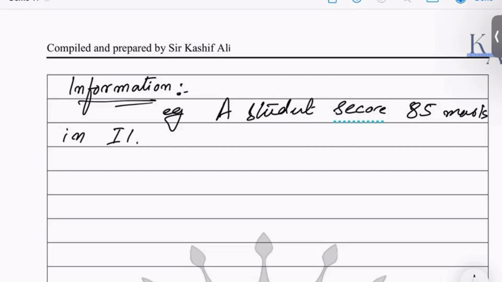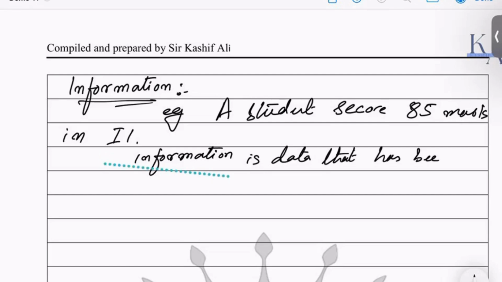So as I mentioned over here, okay, so that is the data. In other words, we say information is data that has been processed.